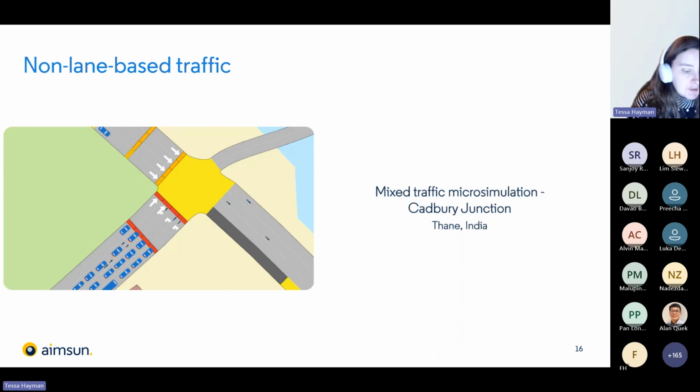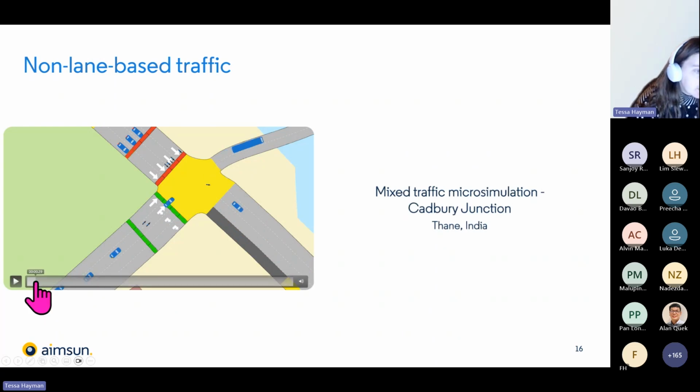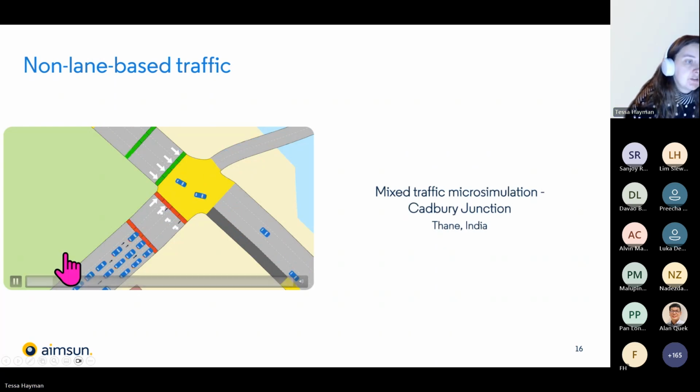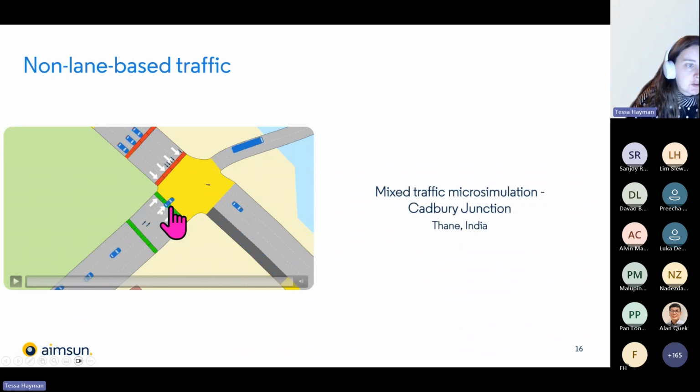We do include non-lane based traffic. So this is an example of more European style, where you might have what we call bike boxes, and the bikes might be able to go to the front of the queue. Our bikes do cluster and work pretty well.